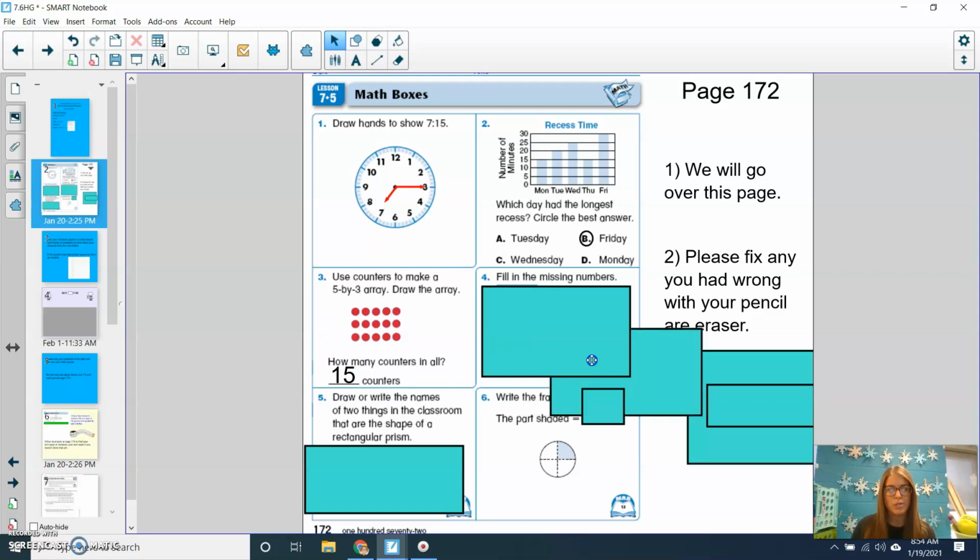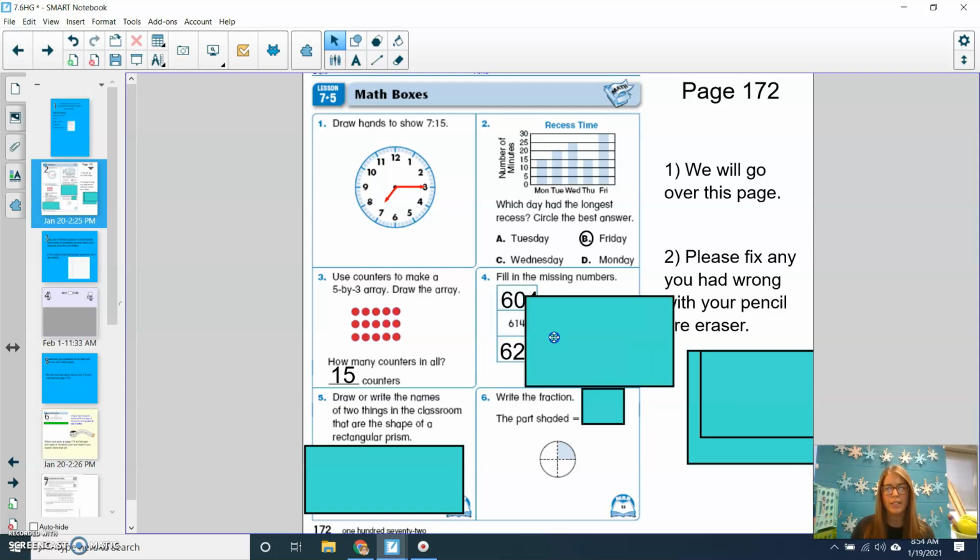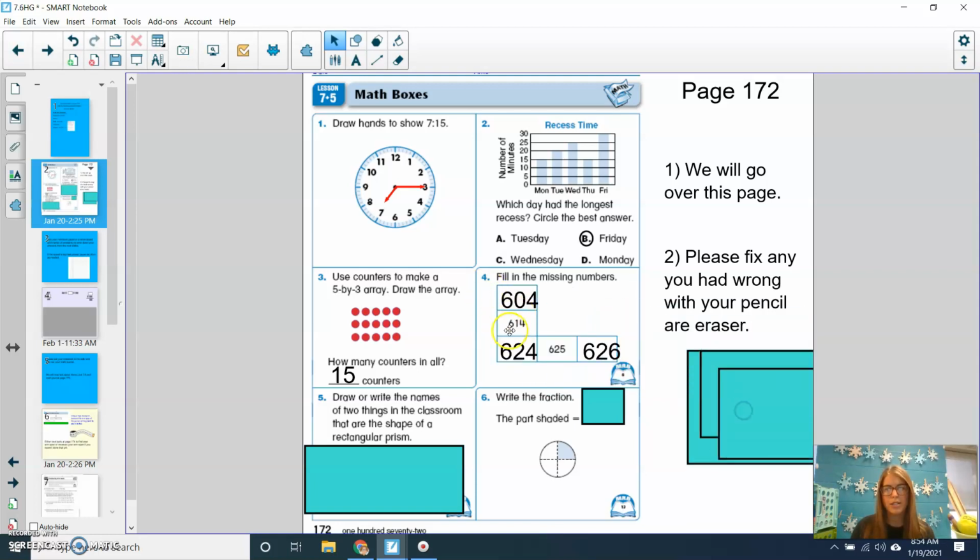For question 3, use counters to make a 5 by 3 array. You can draw the array and then how many counters in all, and there should be 15. For question 4, fill in the missing numbers. So I started at 614 and I went down 10 to have 604, and then I went up 10 to have 624. Then my checkpoint, they gave us 625, and I know one more than that is 626.